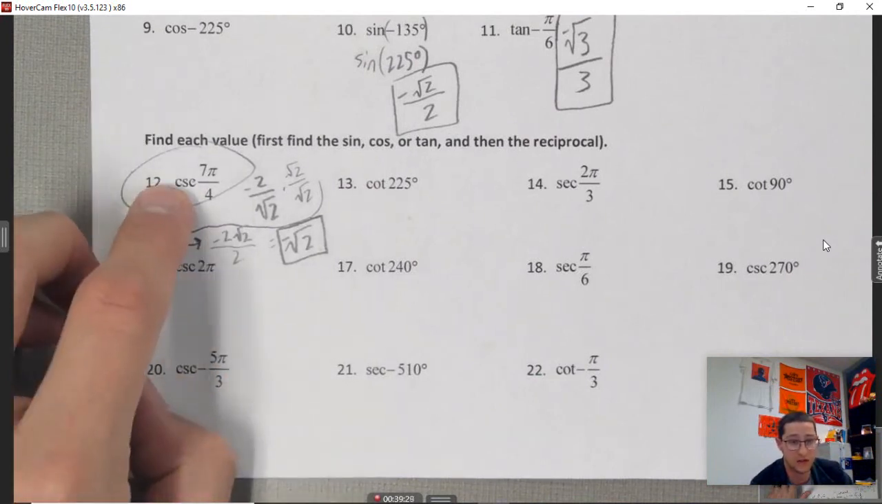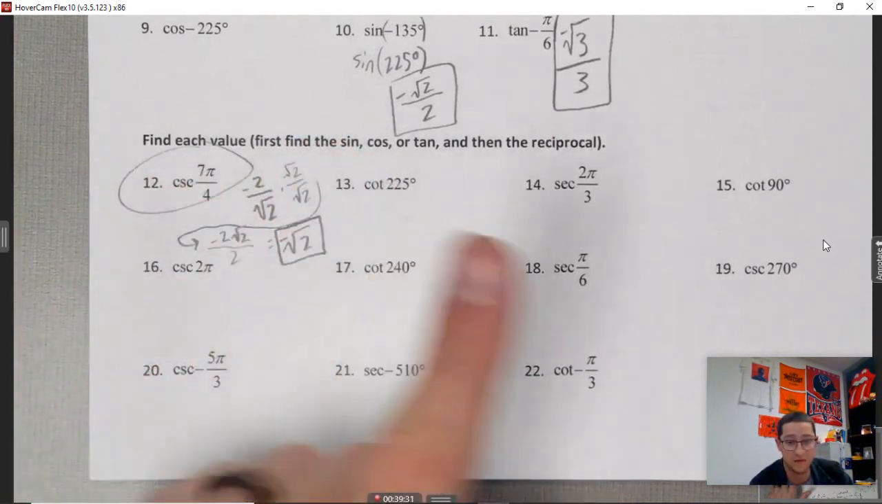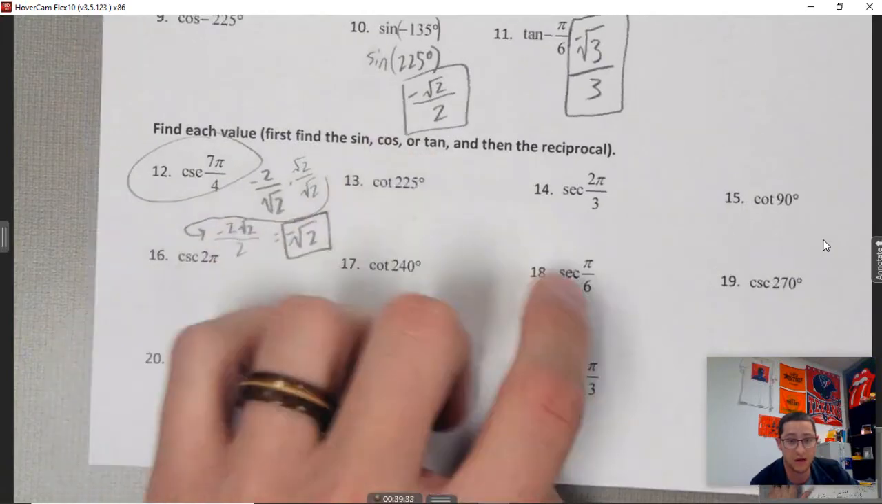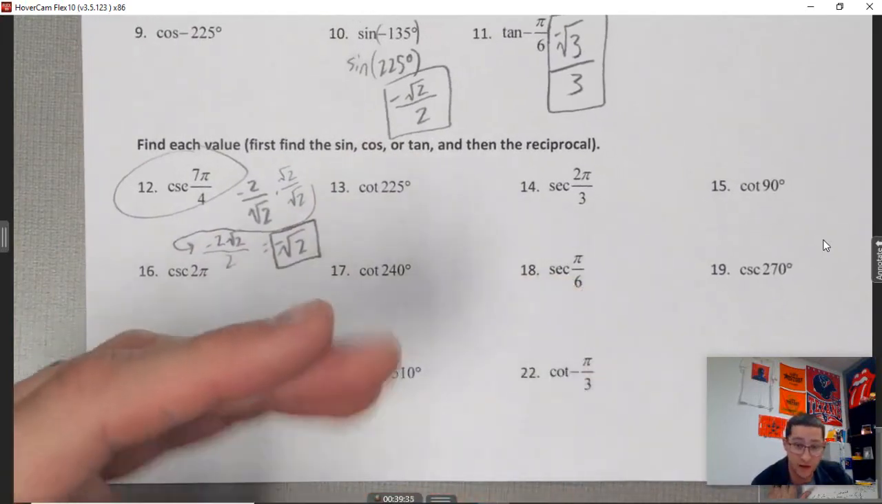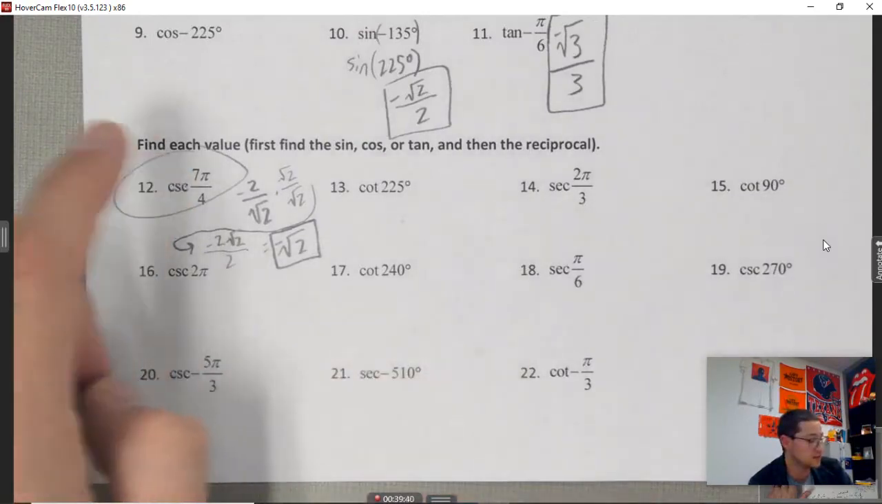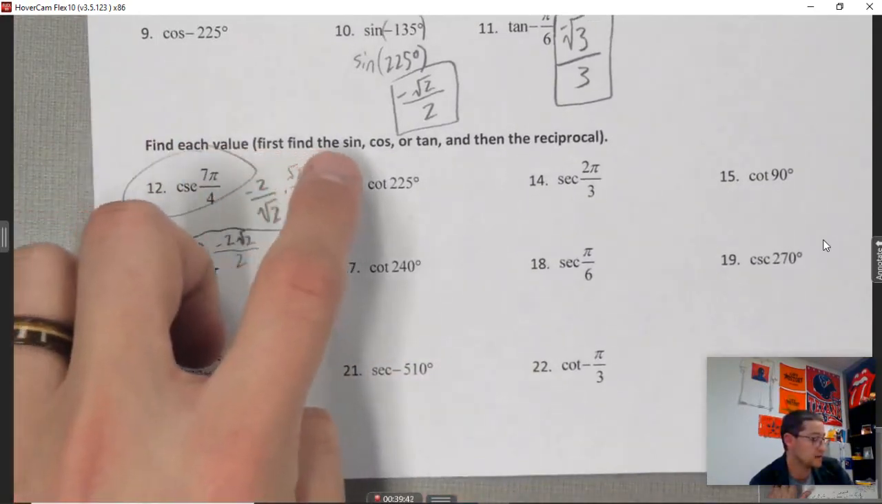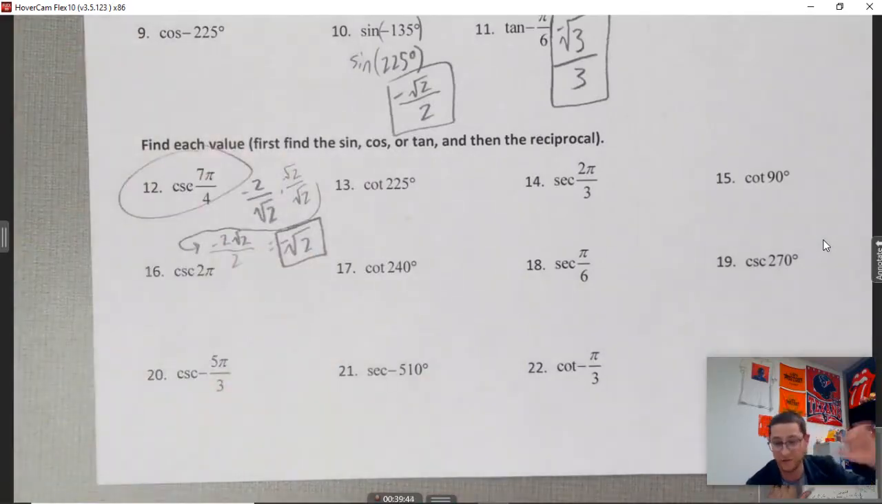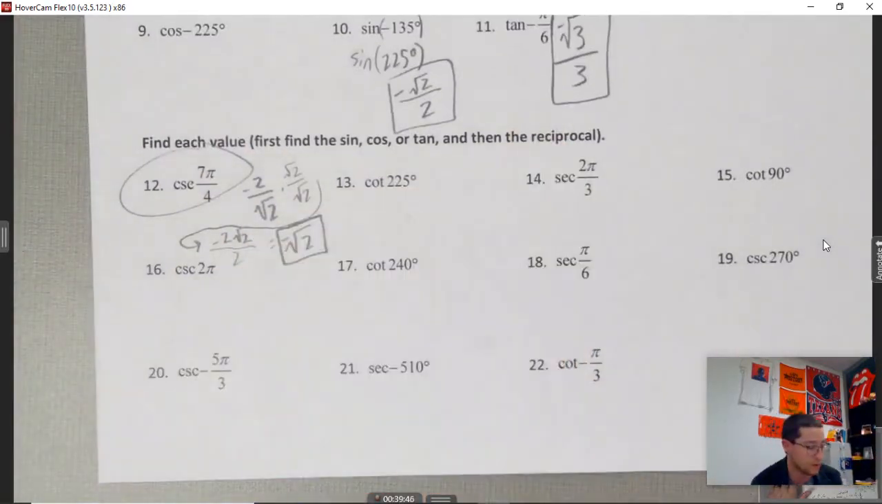So you go to the corresponding one, right? If it's cosecant, you're going to sine. If it's secant, you're going to go to cosine for that particular angle. You're going to find what it is, and then you're going to flip it, okay? And that's what it says here, right? So it says find each value. So first find the sine, cosine, tangent, and then you flip it, okay, which is the reciprocal part.